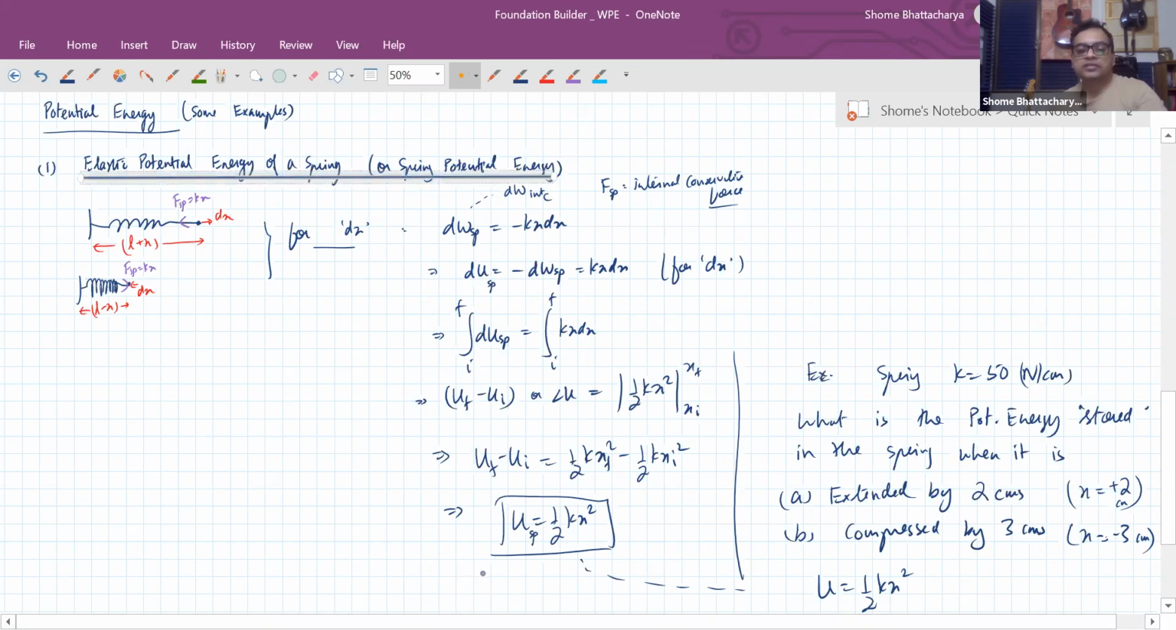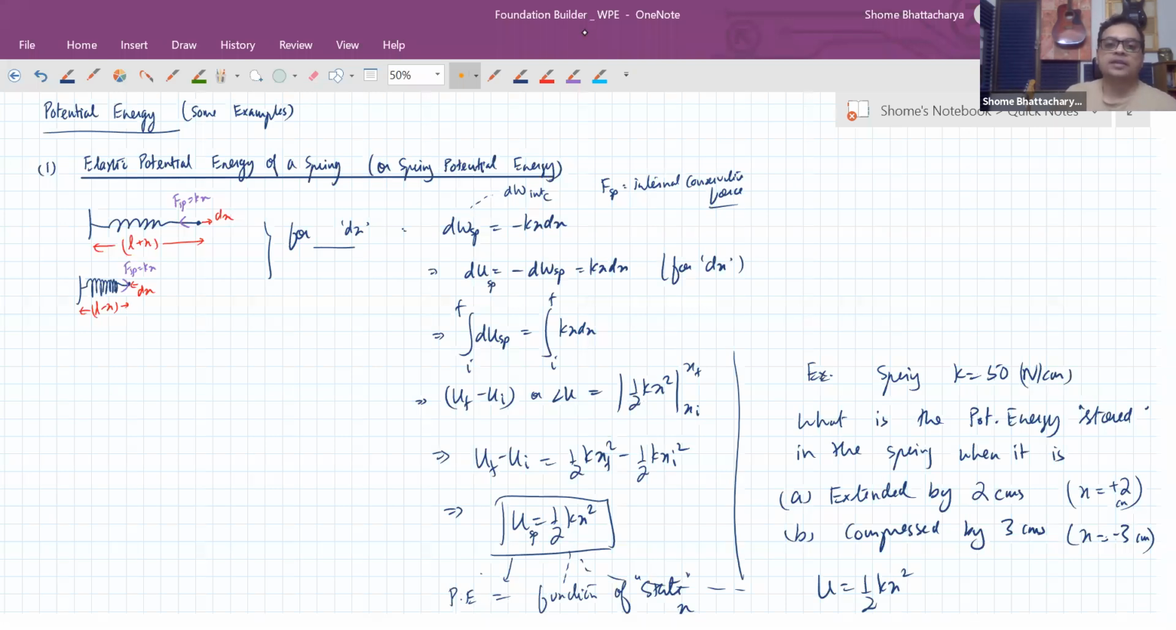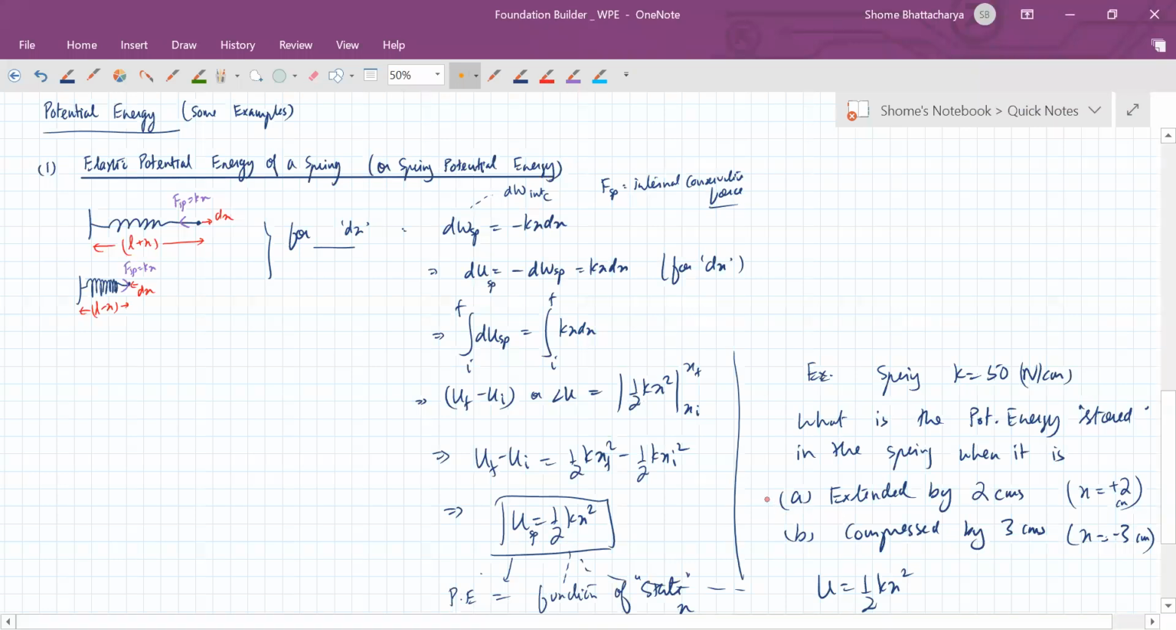Okay. So when we are getting this formula, it is giving us the potential energy, which is a function of the state of the spring. Okay, that is the value of x. That is the meaning of this. So just make a note of this quickly and calculate the numerical value of the potential energy in this example, by this formula, for this part and this part. The spring constant is given, so for the given value of the state of the spring, compression or extension, whatever, you have to just calculate the potential energy in joules.